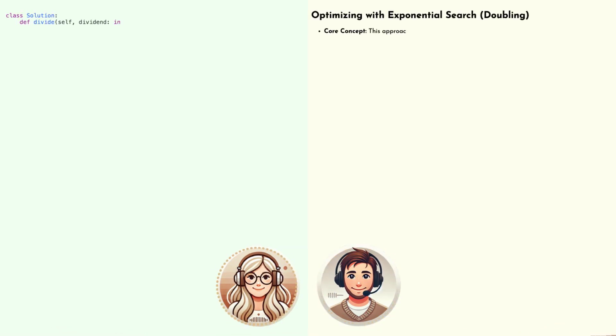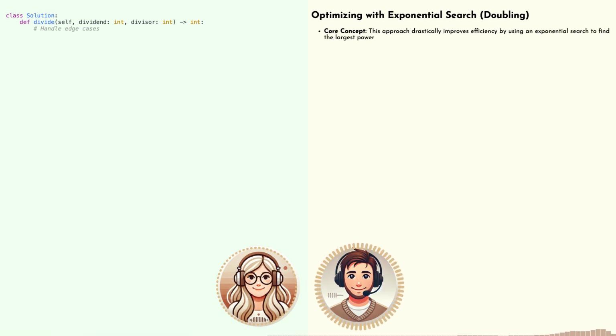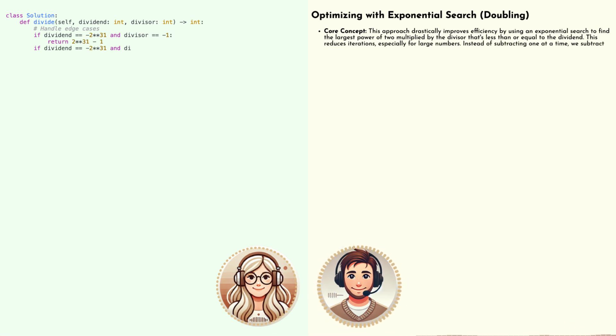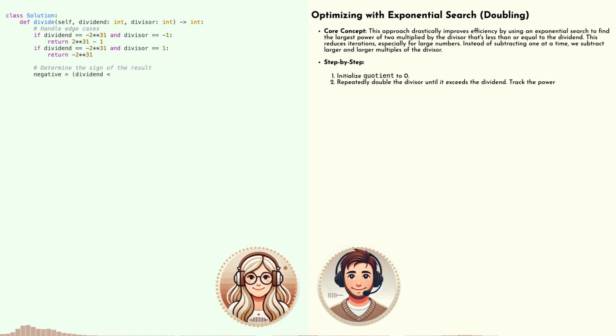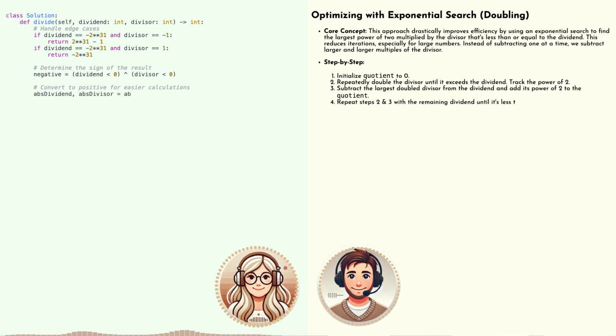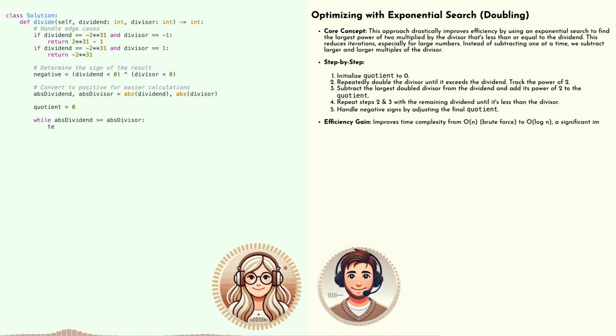Okay, bigger steps. So we need to subtract multiples of the divisor, right? But how do we figure out what those multiples are? We can't use multiplication. That's the tricky part. We need a way to find the largest multiple of the divisor that we can subtract without going negative. Think about it. How can we scale up the divisor quickly?